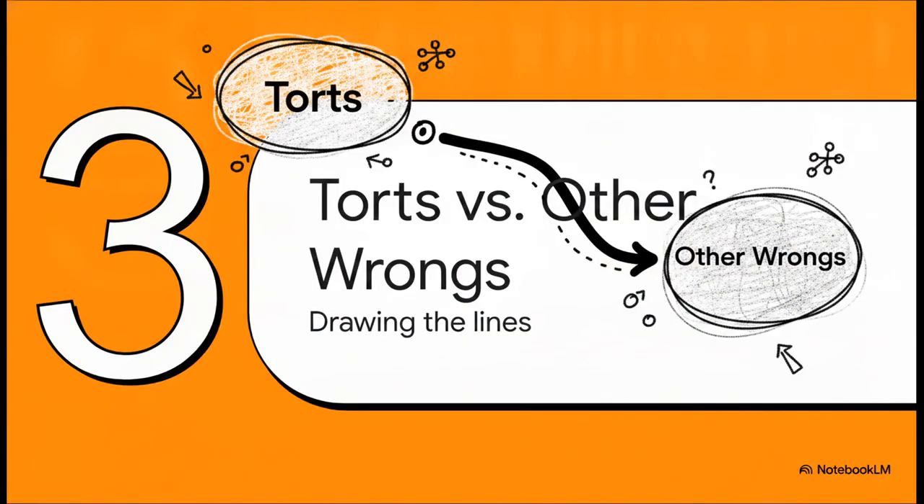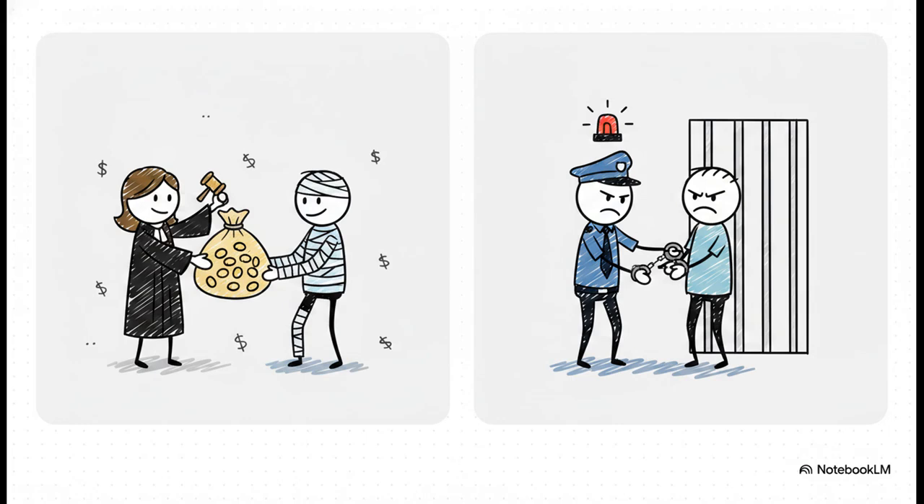Let's jump into Section 3, Torts versus Other Wrongs. It's time to draw the lines, because comparing concepts is the best way to really understand them. First up, how does a tort differ from a crime? Well, in a tort, which again is a civil wrong, the spotlight is almost entirely on the victim. The main goal here is compensation. We want to put the victim back, as closely as humanly possible, to the position they were in before the whole twisted thing happened. And that's usually done through those unliquidated damages decided by a judge.